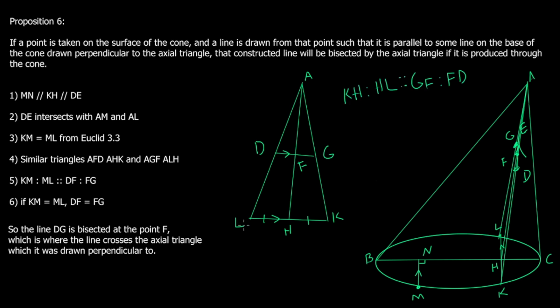And we know what ratio LH and HK have to one another because their ratio is one of equality due to Euclid 3:3. So GF and FD must have the same relationship. So DF is equal to FG. And point F is where the line crosses the axial triangle, which it was drawn perpendicular to.